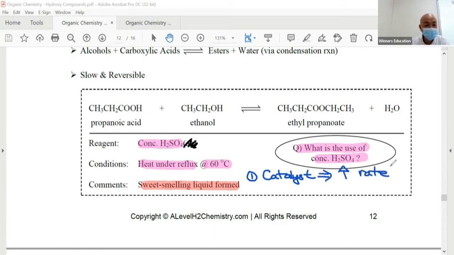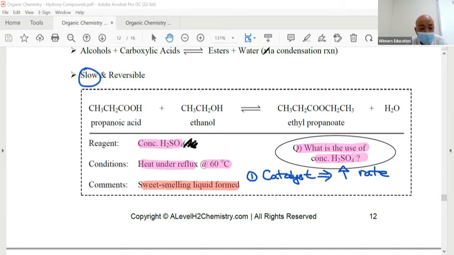You want it to be fast. Because remember, it's very slow. Even if you use a catalyst, still slow, but at least faster by a bit. Instead of waiting for months, you maybe wait for a few days. Okay? If not, it will not occur.